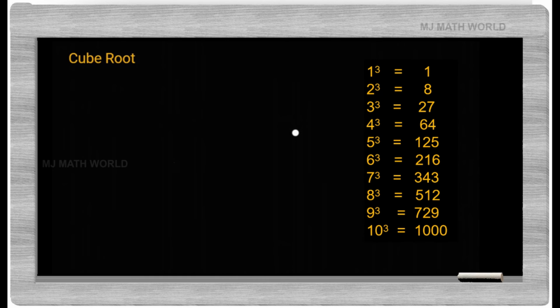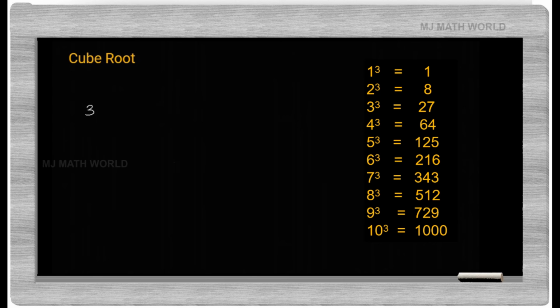First we should know the cubes of 1 to 10. 1 cube is equal to 1, 2 cube is equal to 8, 3 cube is equal to 27, 4 cube is equal to 64, 5 cube is equal to 125, 6 cube is equal to 216, 7 cube is equal to 343, 8 cube is equal to 512, 9 cube is equal to 729, 10 cube is equal to 1000.